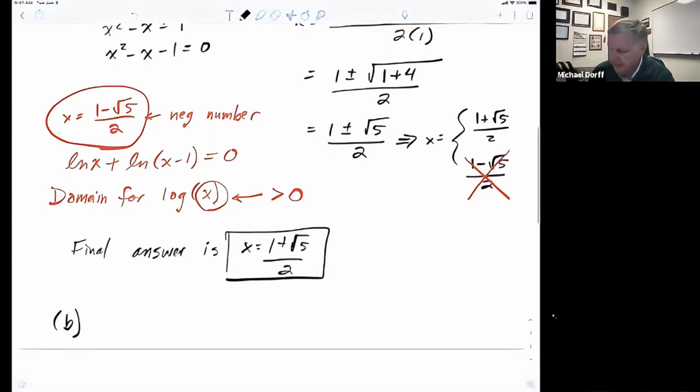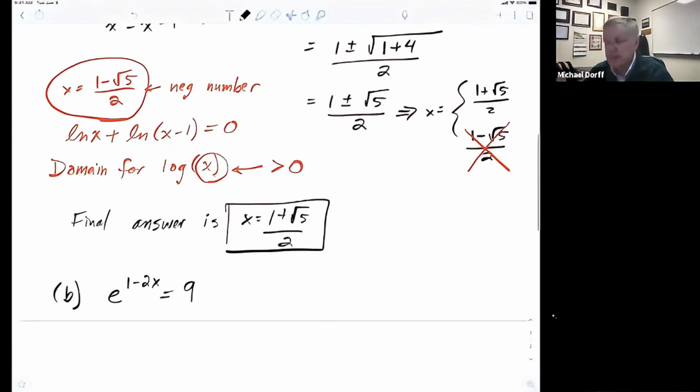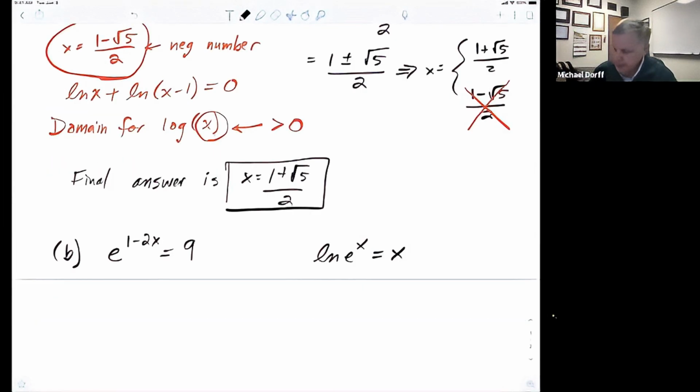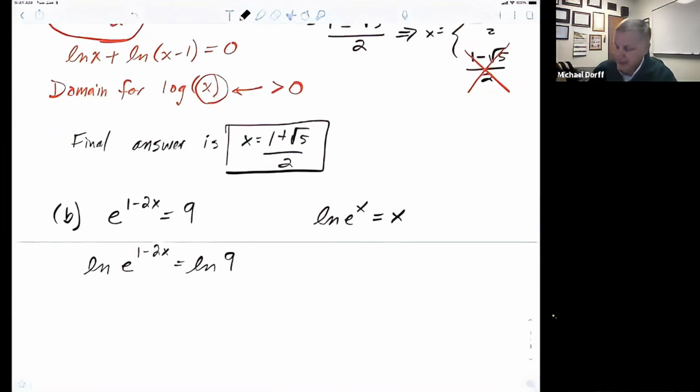Part B, we have this equation, e to the 1 minus 2x equals 9. Now we're going to use that other property that was mentioned above, which is that if I have the log of e to the x, that equals x. All right, so I'm going to apply that. I'm going to take the log of both sides here. So I have the log of e to the 1 minus 2x equals the log of 9. So I now have, by that property, I can write down that this is 1 minus 2x.